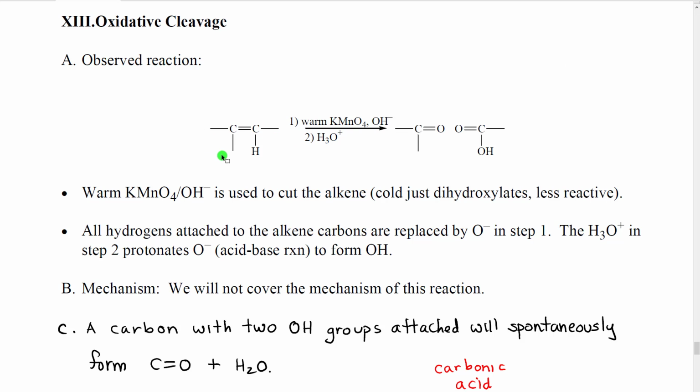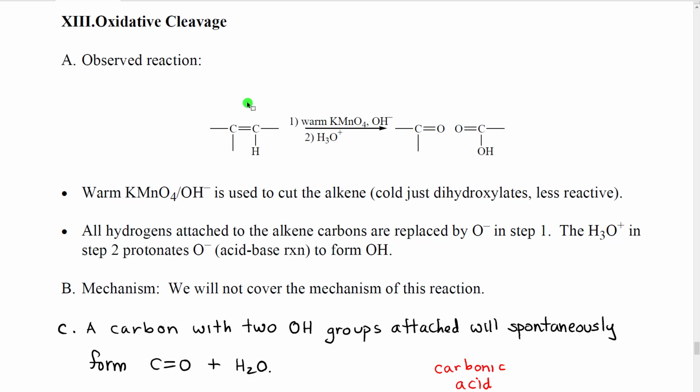Again, what we're going to do is start with an alkene, and again, I've put a hydrogen on one of the carbons of the alkene. This is important because it has a big effect on what the product looks like. We're going to use potassium permanganate and hydroxide, but at a warm temperature, basically room temperature. We're then going to add hydronium afterwards to neutralize the hydroxide and to protonate the product, and I'll show you that in just a moment.